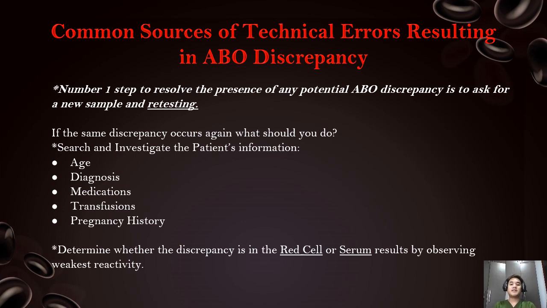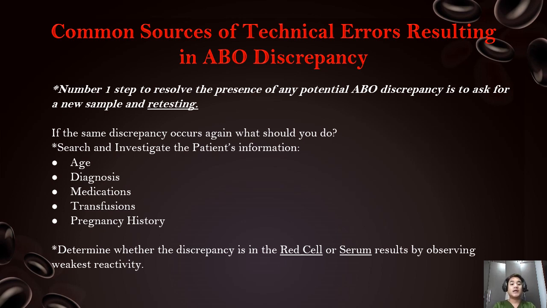And if the discrepancy is resolved, or the testing yielded a correlative result of both your forward and reverse typing or grouping, the blood type of the patient can be released or reported. However, if the same unmatching results or the presence of the unexpected reactions still occurs after the repeat testing, the medical technologist will have to search and investigate the patient's information.